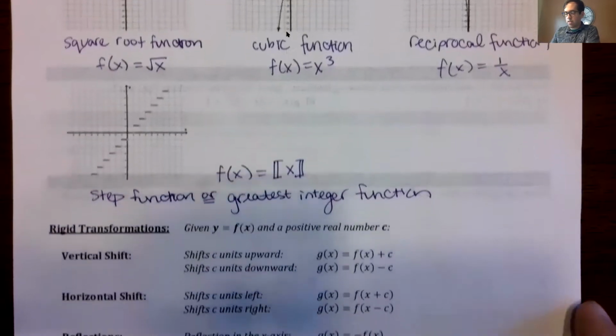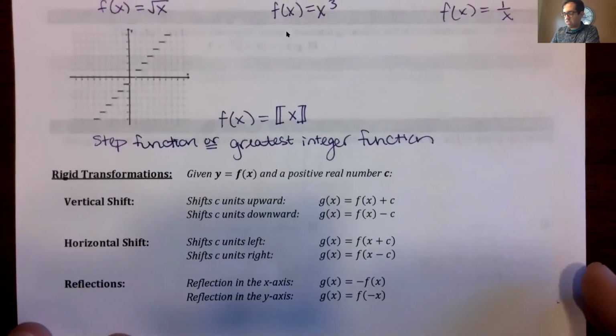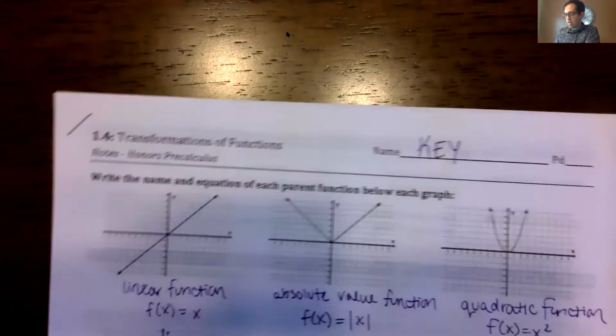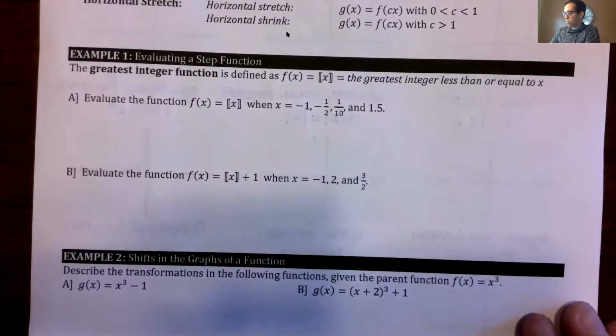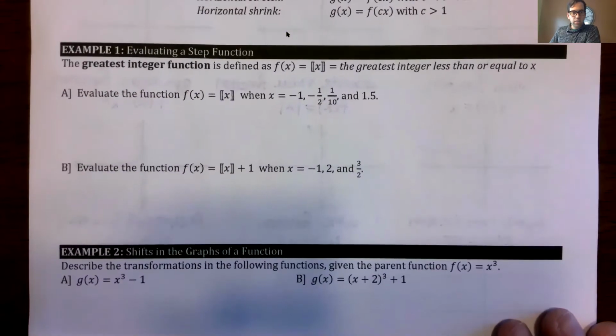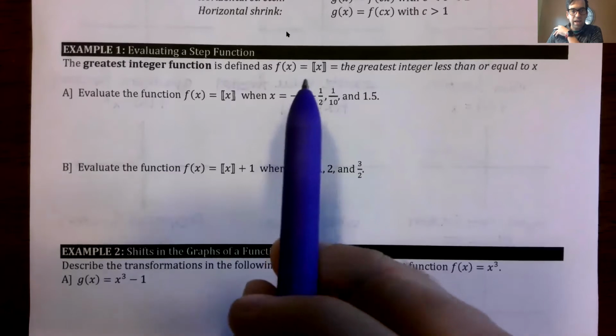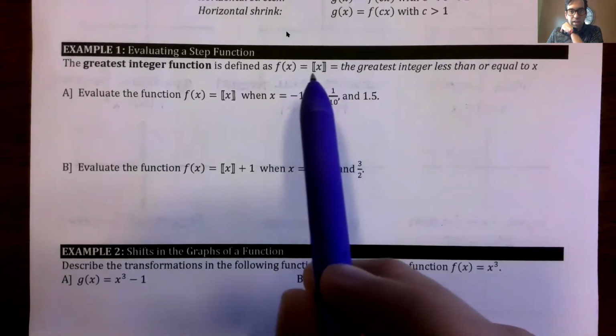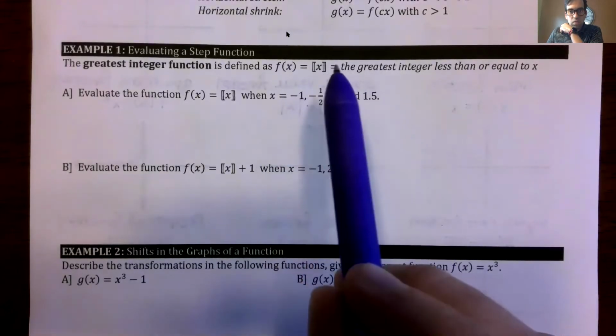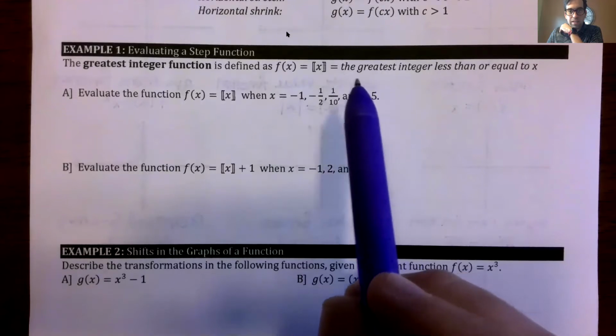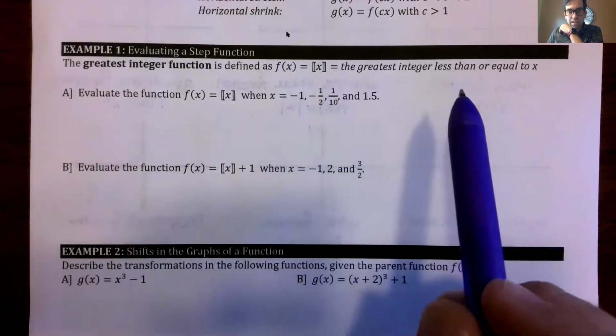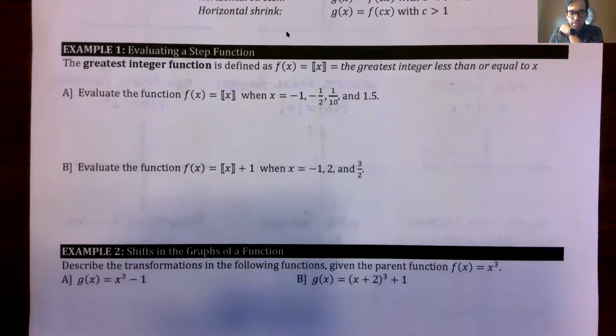And up next in the notes is descriptions of all the transformations. We're gonna come back to that when we get to the transformation question. So let's take a look at example 1, all about this greatest integer function. The greatest integer function is defined as f of x equals a double bracket of x. And in words, what it means is the greatest integer less than or equal to x.